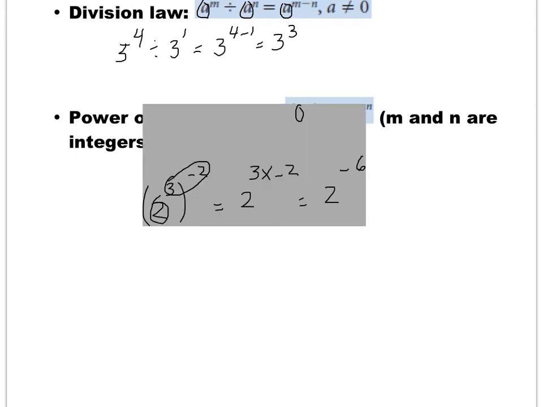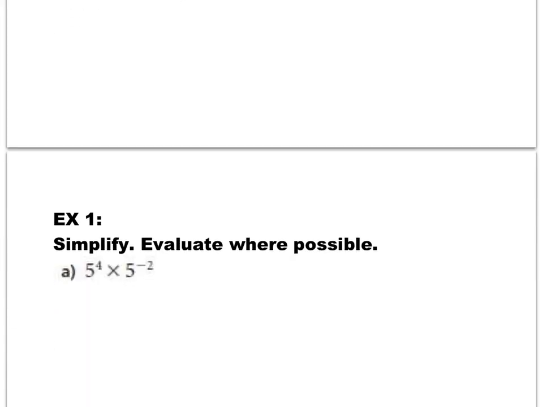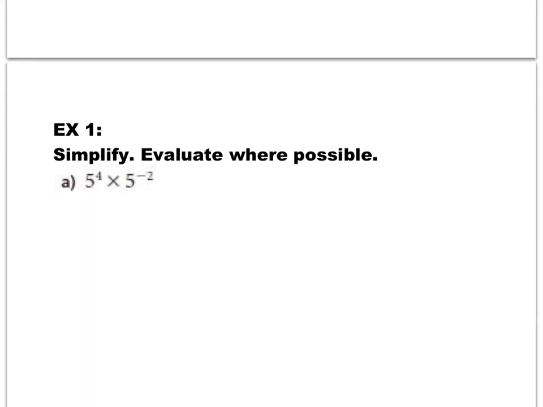Now we are going to do some examples here. The first one is saying simplify 5 exponent 4 times 5 exponent negative 2. Since the bases are the same, I'm going to write one base, which is 5, and then add the exponents. So 4 plus minus 2, which is going to give me 5 exponent 4 minus 2, which is going to be 2.